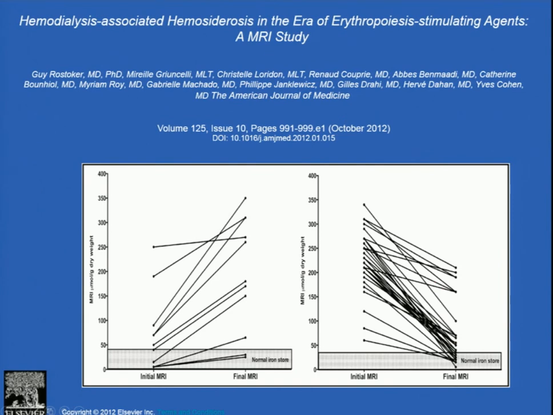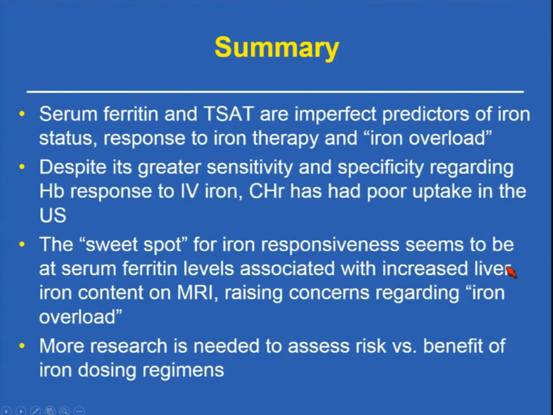So again, most of these studies seem to indicate that it's not necessarily the TSAT or the serum ferritin that's associated with iron content, it's actually the dose of iron that's being given. So just to summarize, serum ferritin and TSAT are imperfect predictors of iron status and response to iron therapy, and whatever we're talking about is iron overload, and I put it in quotation marks because if you ask any 10 people in this room what their definition of iron overload is, you'll probably get 10 different answers.